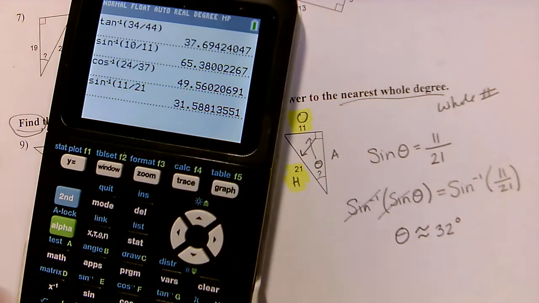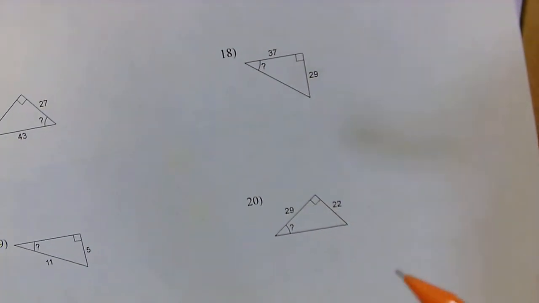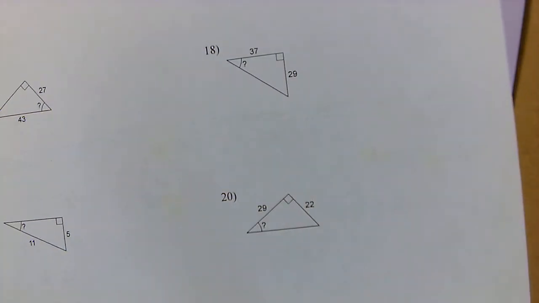Got the same answer. Now you're going to flip over the paper. You've got number 11 through 20 to do, and then check your work with the answer key when you're done. We'll have a formative on this after you practice.